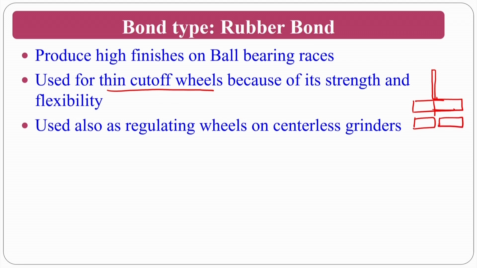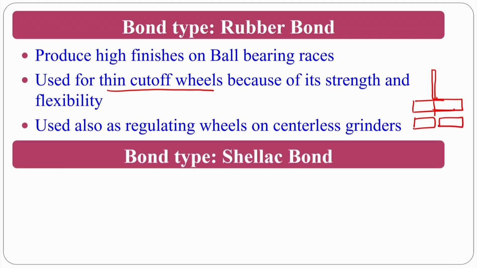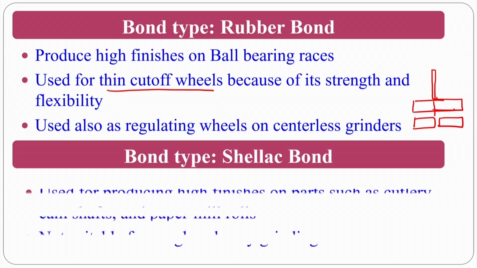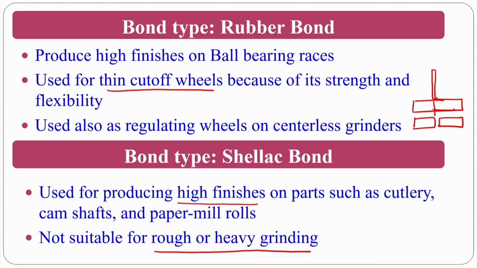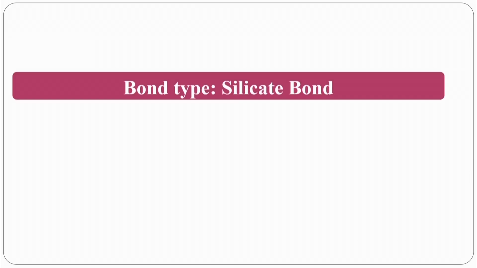So, I will get two pieces of this one. This is the beauty of this, and this can also be used for the regulating wheels in the centerless grinding process. Shellac bonding is normally used for producing high finishes like the rubber bond. It is also used for finishing and is not suitable for rough and heavy grinding. It is just for soft material. For small applications, you can go for rubber bonding as well as shellac bonding.